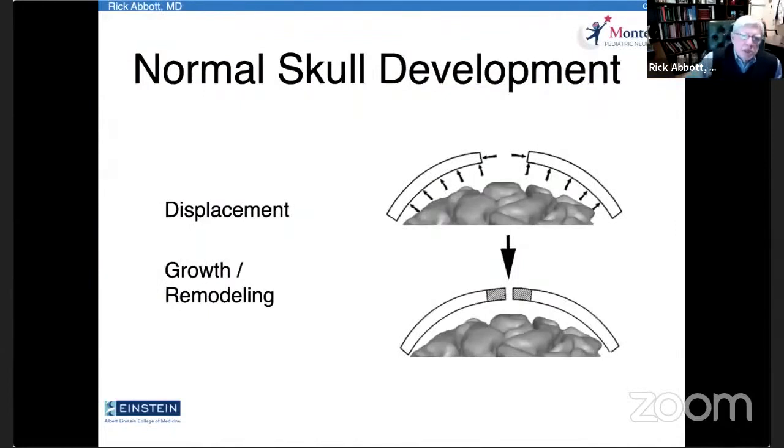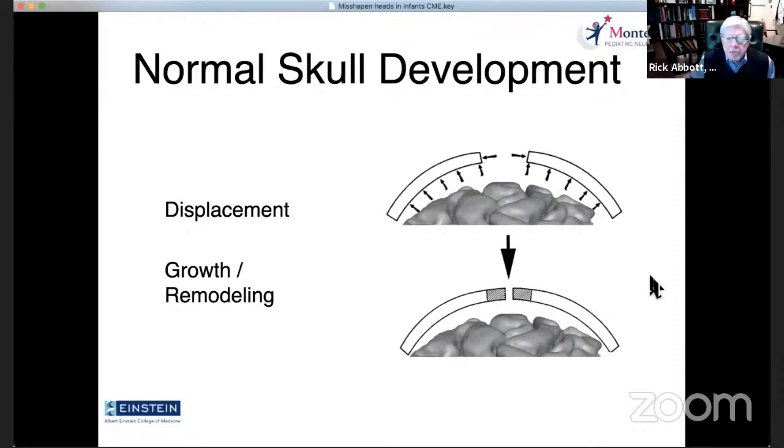With regards to normal skull development, there are two processes going on. The brain is growing, and as it grows, it's pushing on the overlying skull, particularly the skull of the calvarium, or the upper part that encases the brain. As those plates move outward, gaps develop between the plates, and growth occurs in that area to close those gaps back.